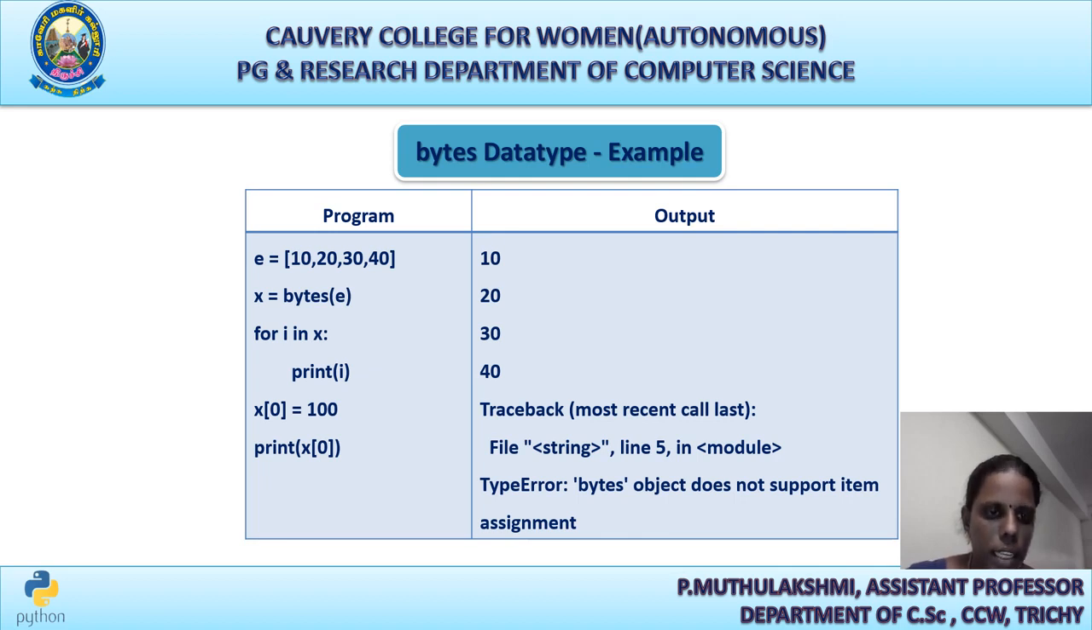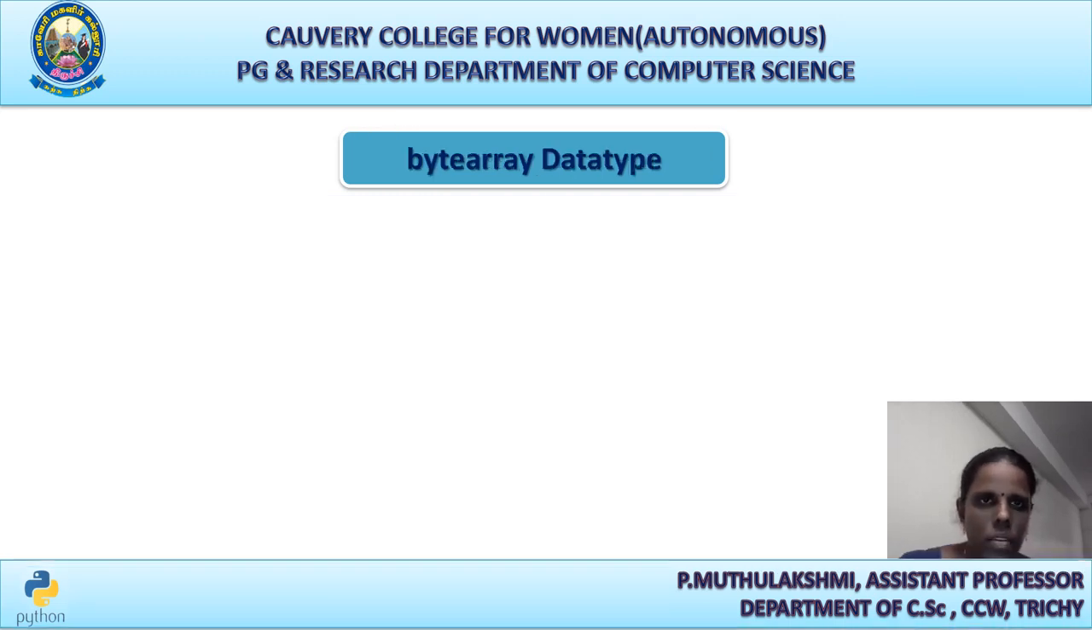When I initialize x[0] is equal to 100, here I have re-initialized the value of x[0]. Now I give the statement print(x[0]). It throws the error report: bytes object does not support item assignment. So remember the point: once we initialize the byte data type, we cannot modify any value in the byte data type.